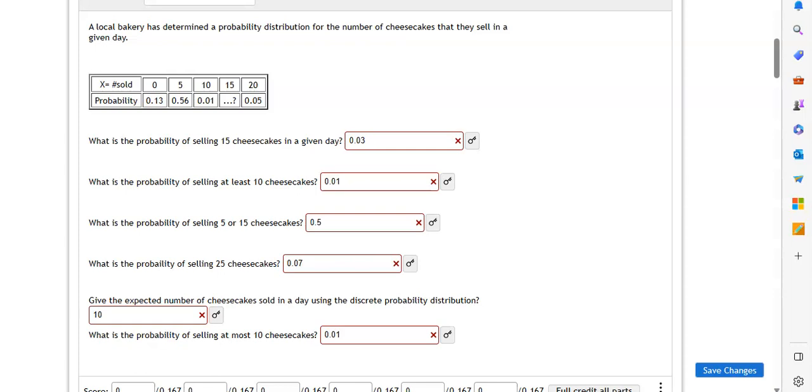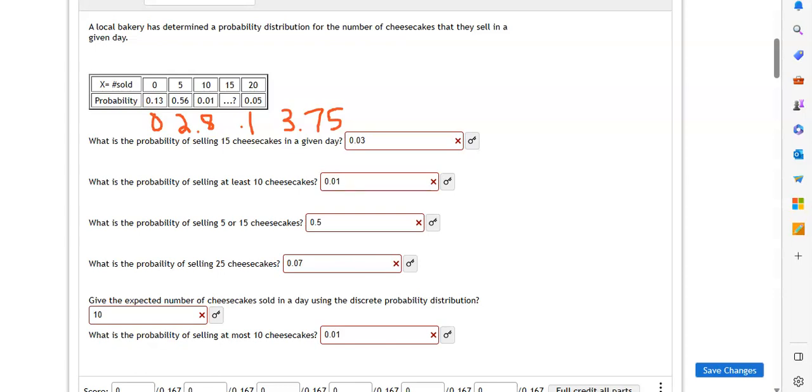What we're going to do is multiply each one of these columns together. So I'm going to multiply 0 and 0.13, and that is 0. I'm going to multiply 5 and 0.56, that is 2.8. And I apologize because I'm kind of writing with my mouse. I'd put it directly beneath that, but I'm a little large writing. And then 10 times 0.01 is 0.1. And then this was 0.25, so 15 times 0.25 is 3.75. And then 20 times 0.05.